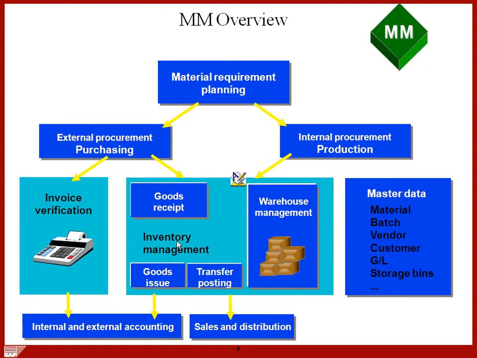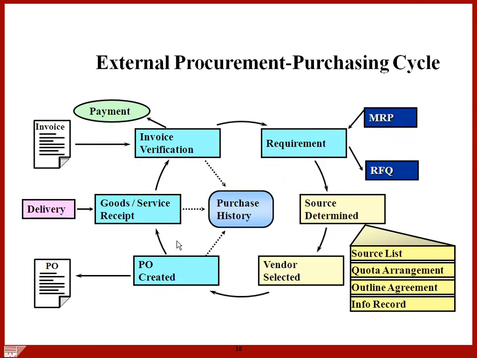Then we go with MM overview, like what do we mean by external procurement, what is in-house production, so which document is required for which purpose, how to create those documents, all those things we will discuss in the MM overview. And then there is something called external procurement, or what we call the purchasing cycle. Okay, so purchasing cycle, this is end to end.